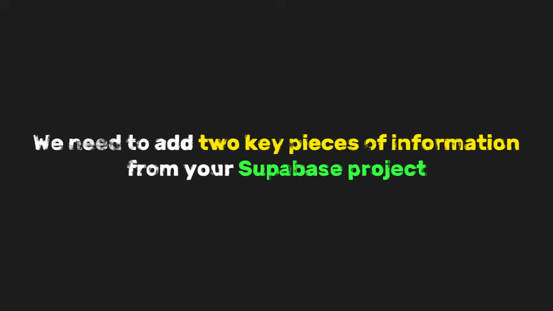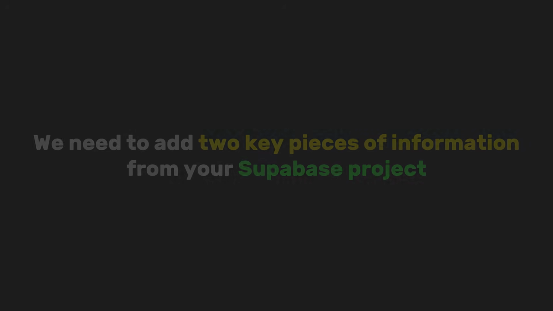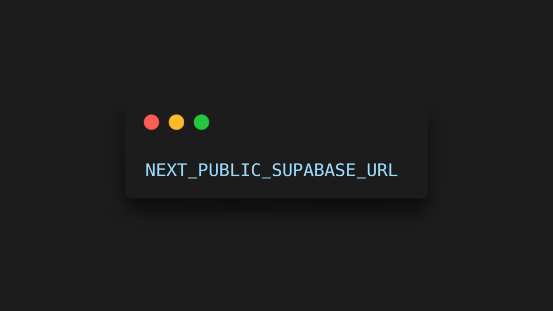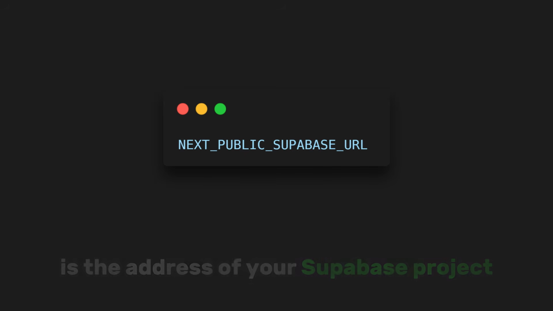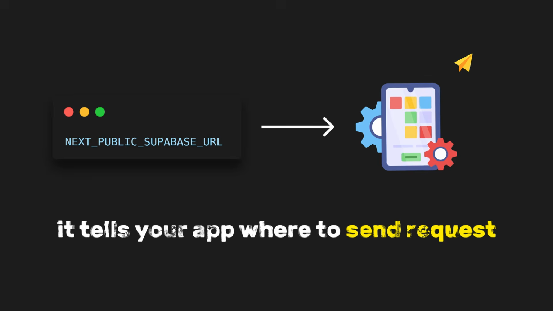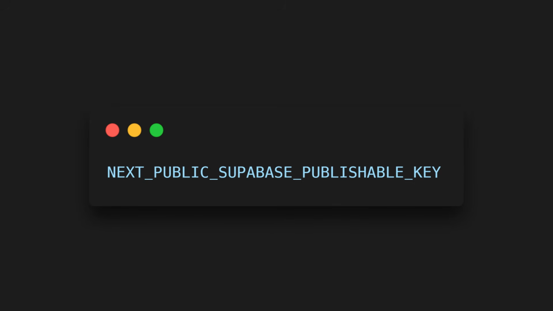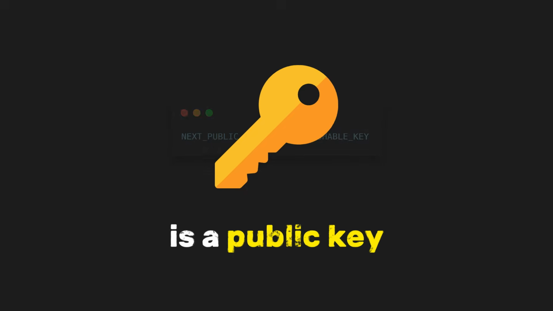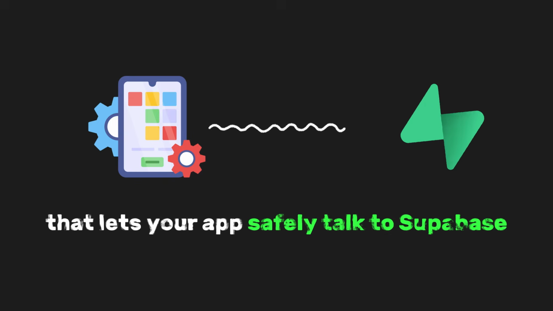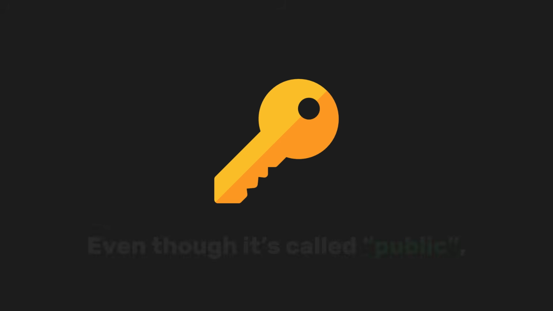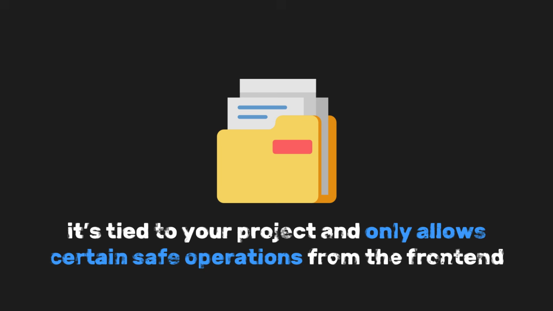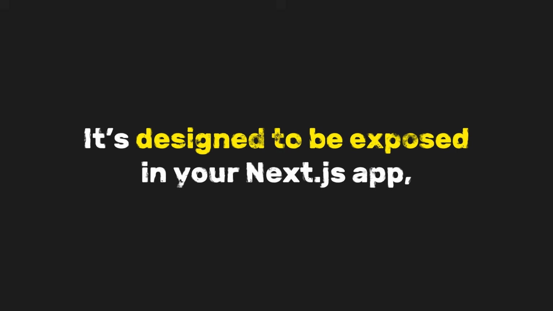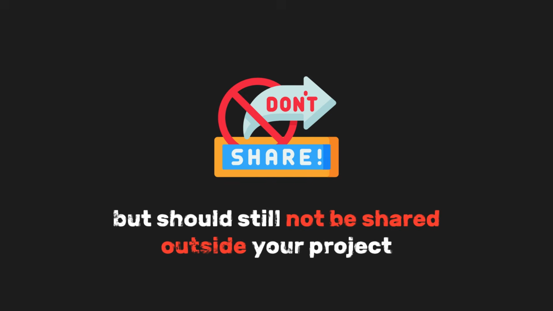We need to add two key pieces of information from your Supabase project. NEXT_PUBLIC_SUPABASE_URL is the address of your Supabase project. Basically, it tells your app where to send requests. Then, NEXT_PUBLIC_SUPABASE_PUBLISHABLE_KEY is a public key that lets your app safely talk to Supabase. Even though it's called public, it's tied to your project and only allows certain safe operations from the front end. It's designed to be exposed in your Next.js app, but should still not be shared outside your project.